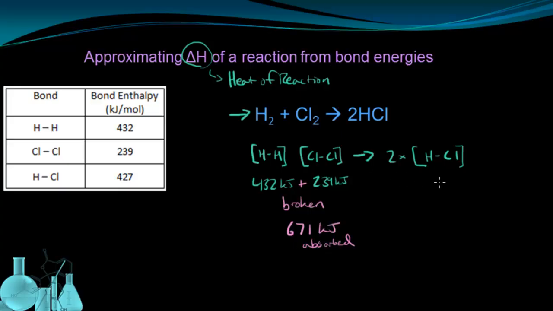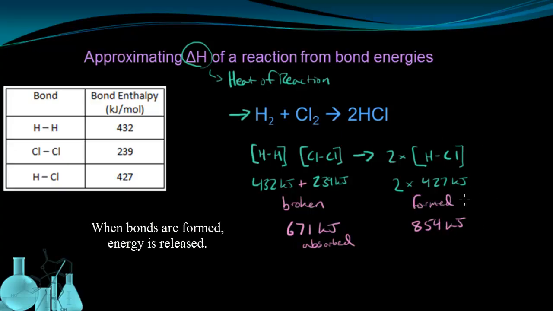Now let's look at the product side. We have 2 moles worth of this HCl bond. And we know that one of these HCl bonds is 427 kilojoules, but I do have 2 of them, so that's going to give me 854 kilojoules total. And I know these bonds are new. They didn't exist on the reactant side. So these bonds were newly formed. And one of our key ideas is that when bonds are formed, energy is released. So these 854 kilojoules of energy were released to form these 2 bonds.